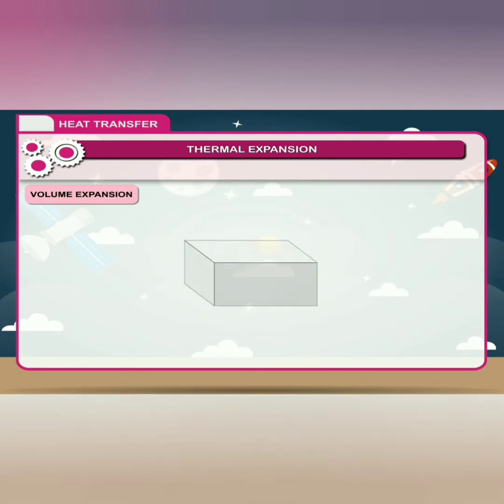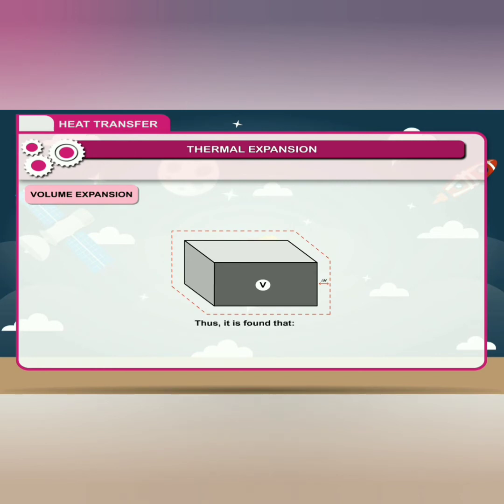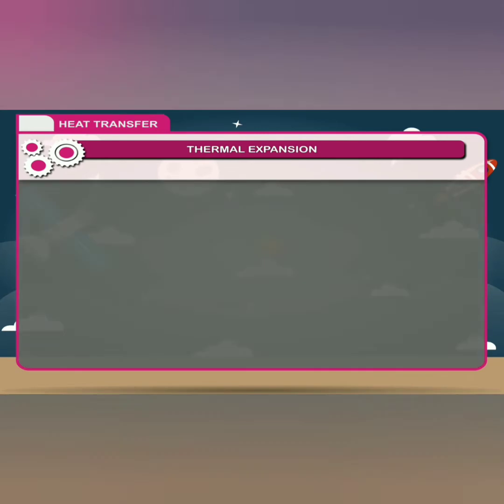The next is volume expansion or cubical expansion. Suppose V is the original volume of a solid, and let ΔV be the small increase in the volume of the solid when its temperature is raised by a small amount, that is ΔT. Thus, it is found that the increase in volume is proportional to its original volume, and the increase in volume is proportional to the increase in temperature. Therefore, the increase in volume is proportional to the volume with its increase in temperature.